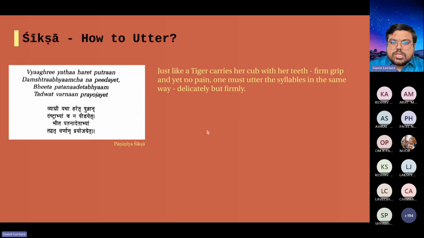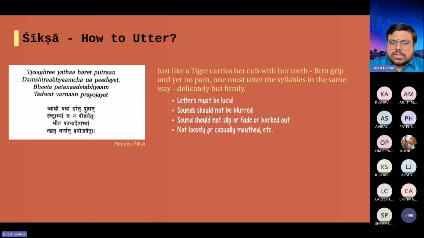Yes, sir. Okay. So just like a tiger carries her cub with her teeth, have you ever seen a tiger or a cat carrying? We call this Marjala Kishora Nyaya, which means there are some animals which carry their cubs with their teeth and go. There is also Markata Kishora Nyaya; Markata means monkey. It is a responsibility of the baby monkey to hold on to the mother or father so that it doesn't fall. But here, Panini instructs us to look at the Marjala Kishora Nyaya, which is how a tiger carries her cub with her teeth. It doesn't impart pain, but still the cub doesn't fall off the teeth. Wherever the tiger wants to take her cub, it goes there. Similarly, you should be as delicate and firm at the same time when you're uttering a syllable in Sanskritam of the Veda.